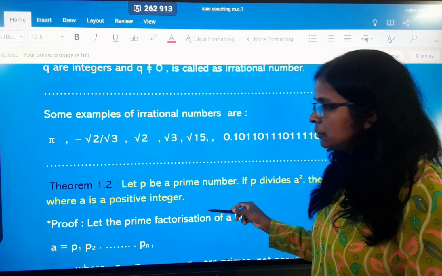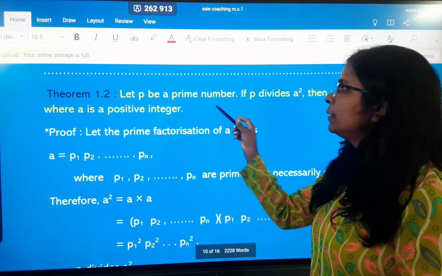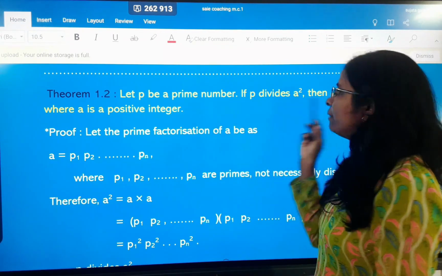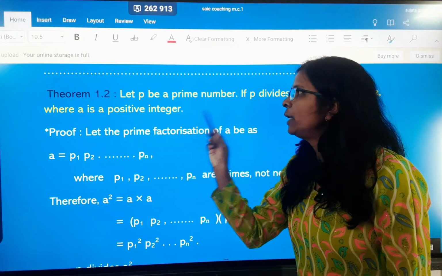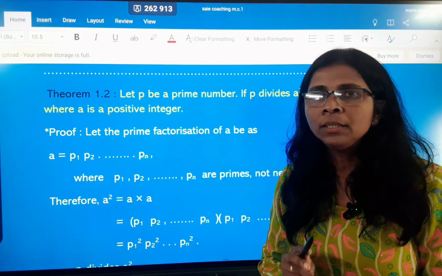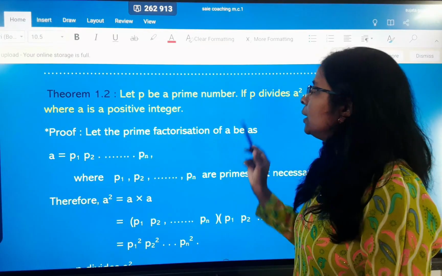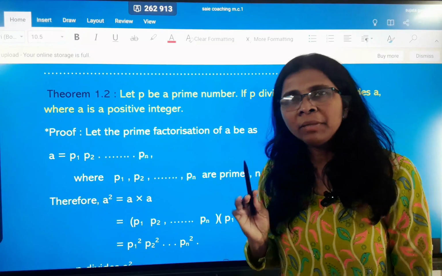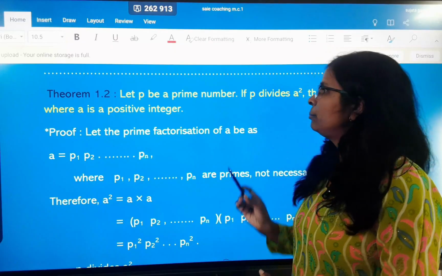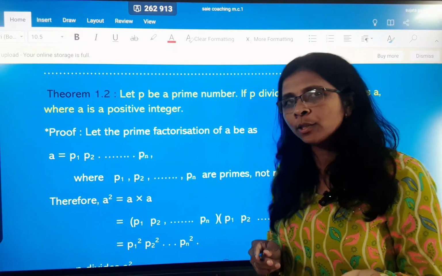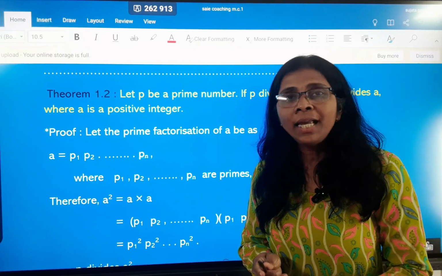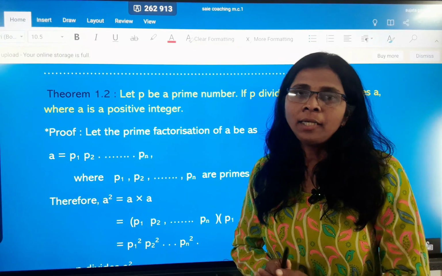Now let us see Theorem 1.2. Let p be a prime number. If p divides a square, then p divides a, where a is a positive integer. First let us understand what this theorem is. They say that p is a prime number, and p divides a square. p divides a square. Now if it divides a square, then p will also divide a, and this is what we have to prove.